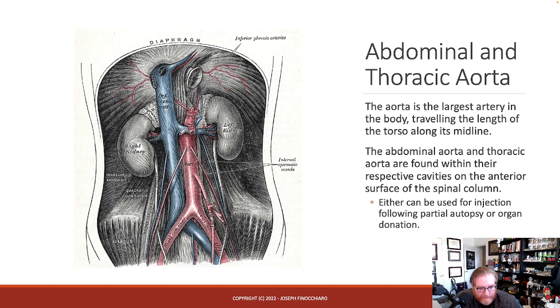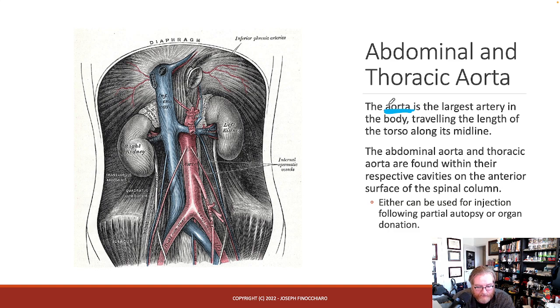The abdominal and thoracic aorta. The aorta is the largest artery in the body, traveling the length of the torso along its midline. The abdominal aorta and thoracic aorta are found within their respective cavities on the anterior surface of the spinal column.